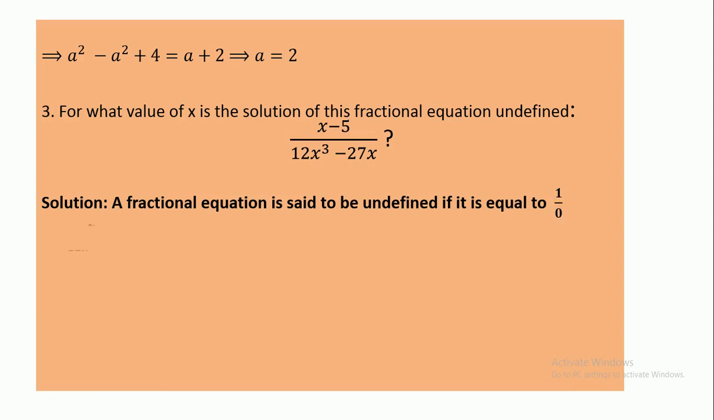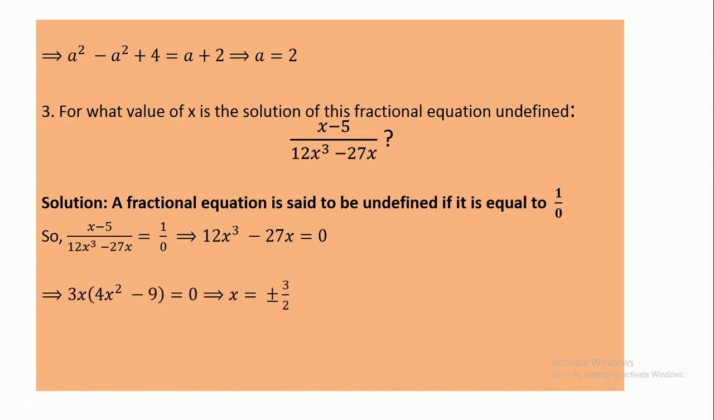So from this given equation, we have x minus 3 divided by 12x cubed minus 27x is equal to 1 over 0. By the time you cross multiply, 0 times x minus 3 will give you 0, and you have 1 times 12x cubed minus 27x. And this is interesting, isn't it? Yes, it's interesting. So the next thing is for you to be able to factorize completely. If you factorize the left hand side, you have 3x open bracket 4x squared minus 9 close the bracket equals 0.